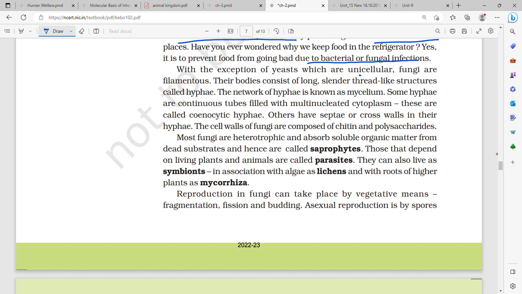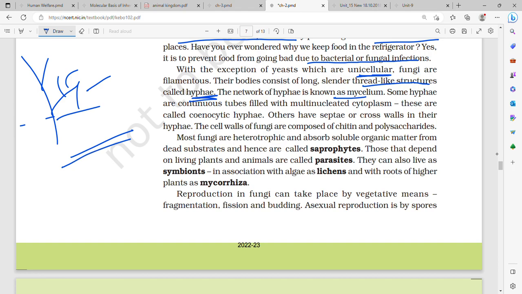With the exception of yeast, which is unicellular, all the fungi are filamentous and multicellular. Their bodies consist of long, slender, thread-like structures called hyphae. The mesh-like network of hyphae is called mycelium. Some hyphae are continuous tubes filled with multinucleated cytoplasm, a syncytium, and these are called coenocytic hyphae. Others have septae or cross walls in their hyphae. The cell walls of fungi are composed of chitin and polysaccharides.